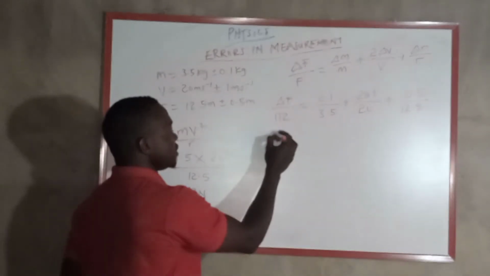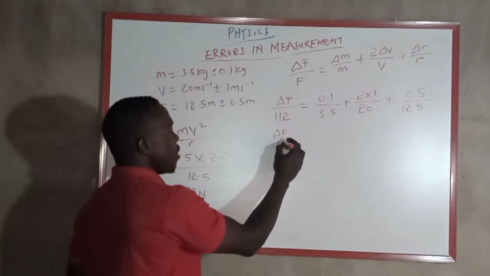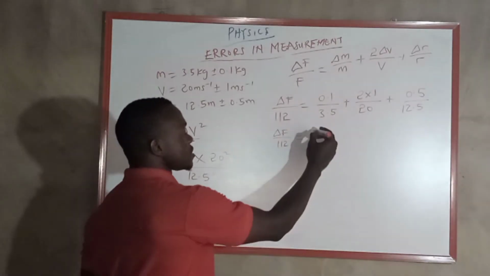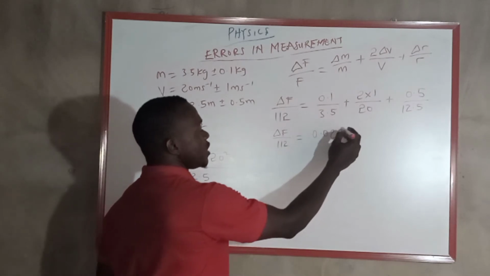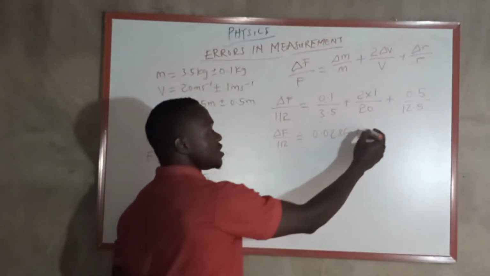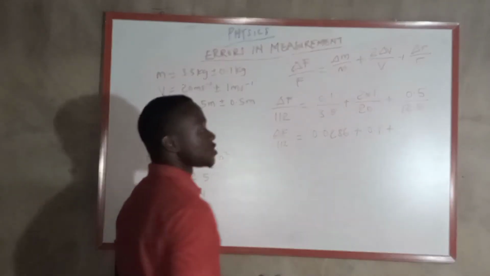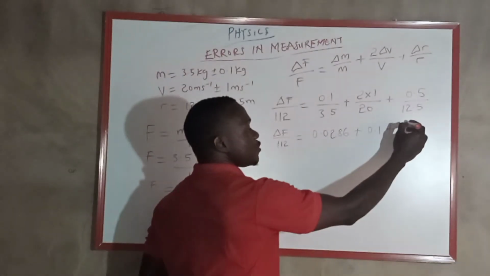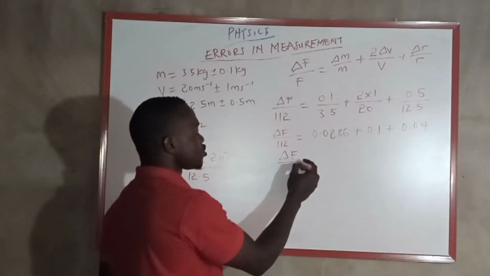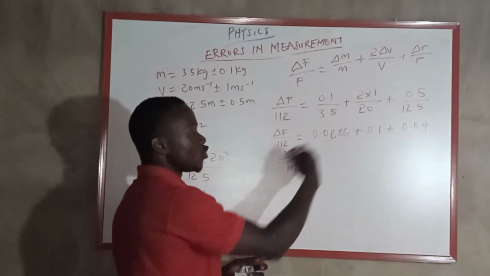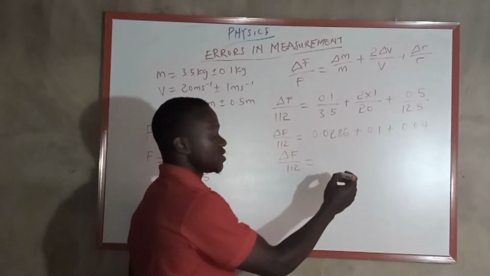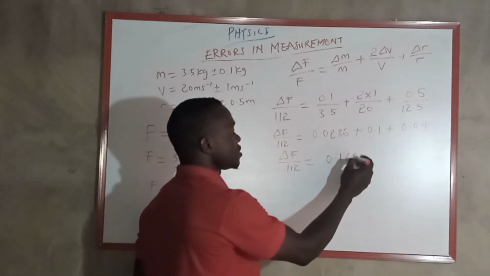So we have that the error in the force over 112 is equal to what will be each of them. We have this as 0.0286 plus 2 over 20, that's 1 over 10. We have it as 0.1 plus 0.04. So the error in force over 112 is equal to, we add all those together, what do we have? 0.1686.